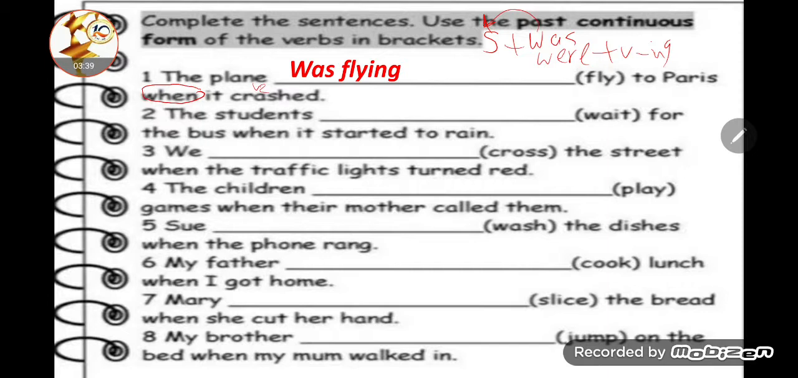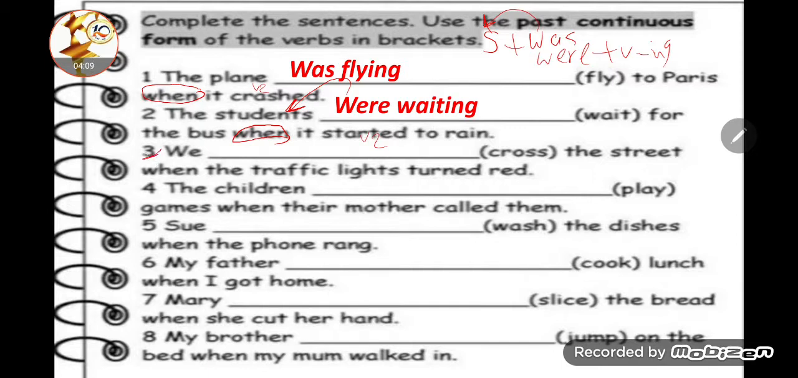Number 2. The students wait for the bus when it started to rain. هون عندي when موجودة. Okay, وعندي هون verb to. So directly here بدها تصير the students were waiting. والstudents عندي هون plural. إذا بستخدم were verb ing. Were waiting for the bus when it started to rain. Okay, can you see this? We used were here because we have plural subject لأنه عندي plural subject.